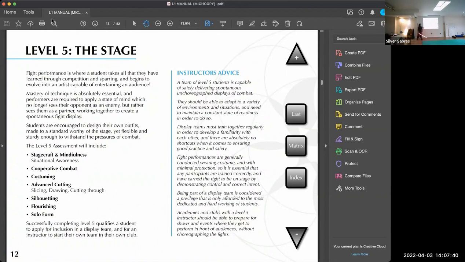Right, okay. Successfully completing level 5 qualifies a student to apply for inclusion in a display team and for an instructor to start their own team in their own club. A team of level 5 students is capable of safely delivering spontaneous, unchoreographed displays of combat. They should be able to adapt to a variety of environments and situations and need to maintain a constant state of readiness in order to do so.